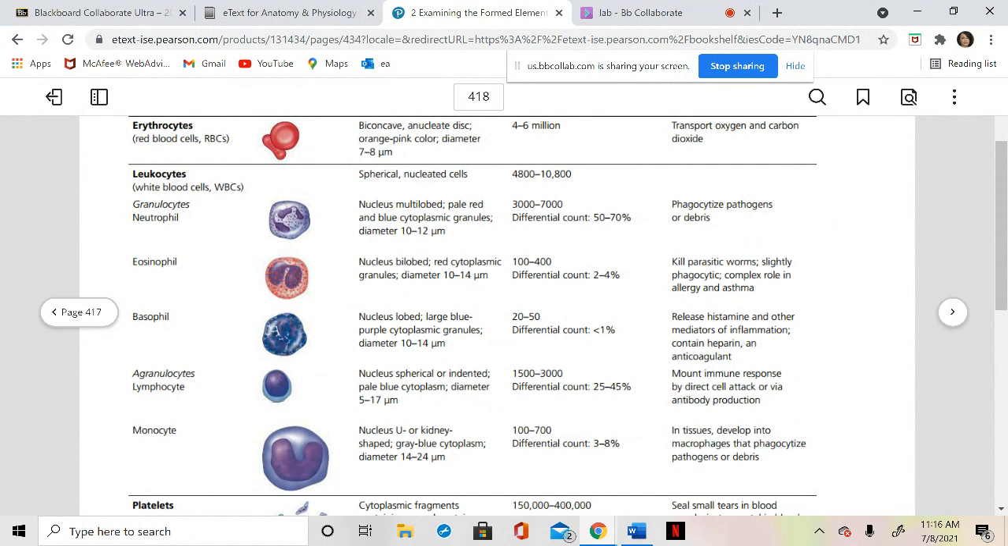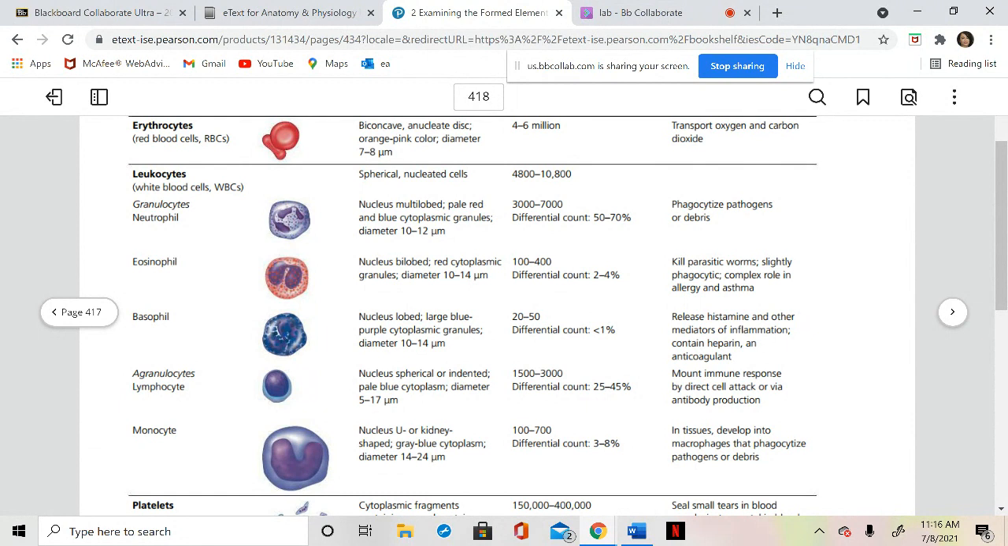They are anucleate formed elements. Those are all formed elements of the blood, okay? So the erythrocytes, as I said, transport oxygen and carbon dioxide, right?